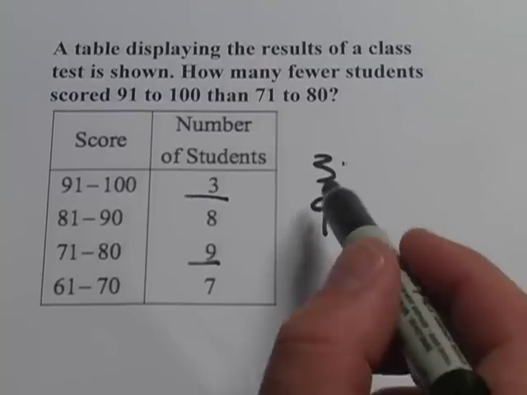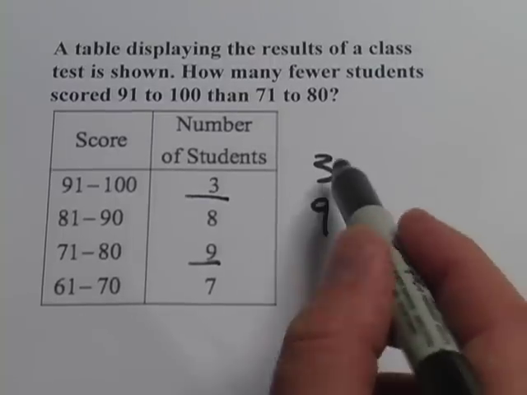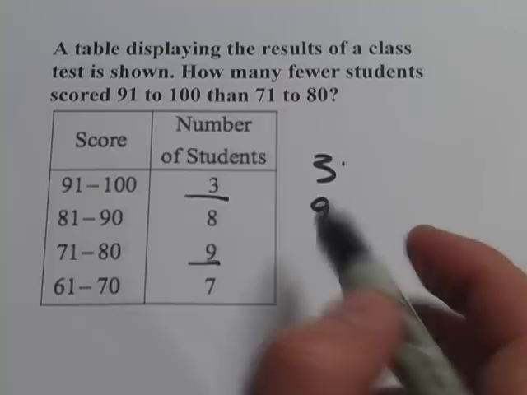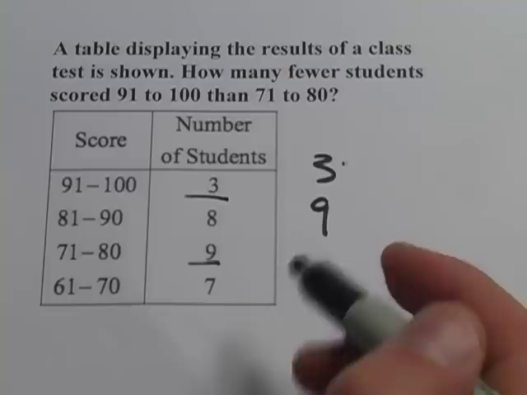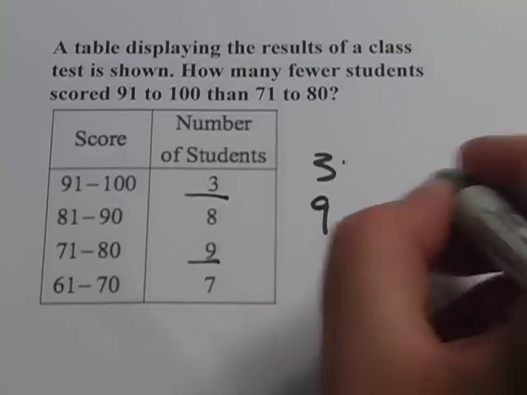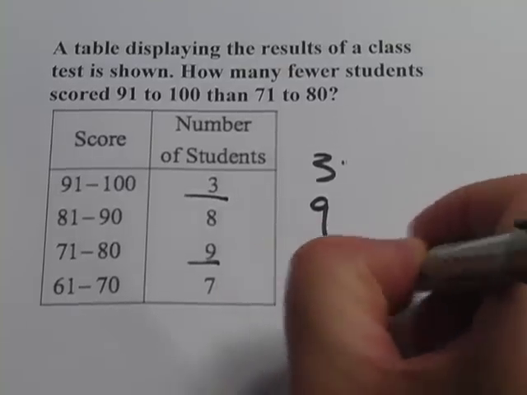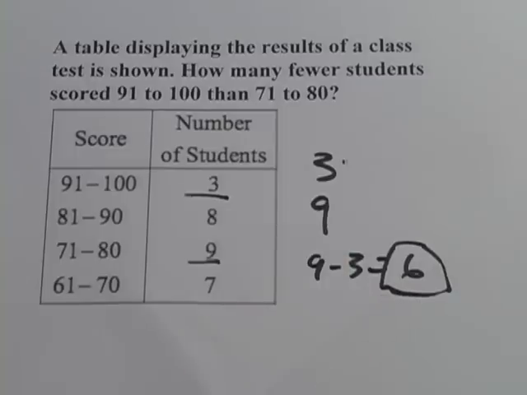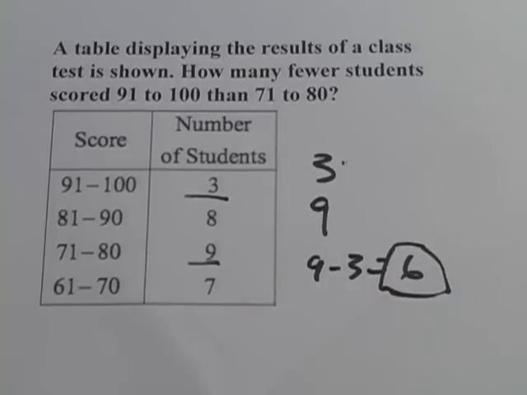Well, we're just going to subtract 3 from 9. It's 6 fewer students who scored the 91 to 100 than scored the 71 to 80. So 9 minus 3 equals 6. And that's all there is to that one. Again, it's a pretty simple problem if you know how to read the table and if you can figure out what they're actually asking up here.